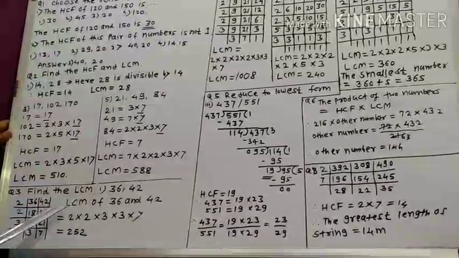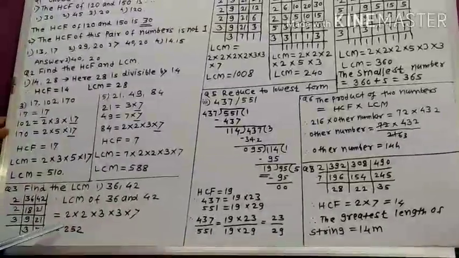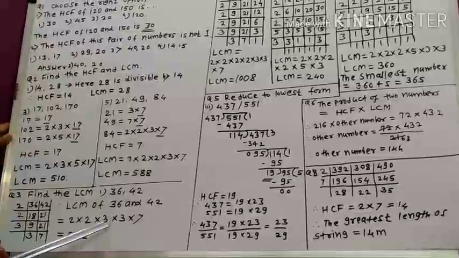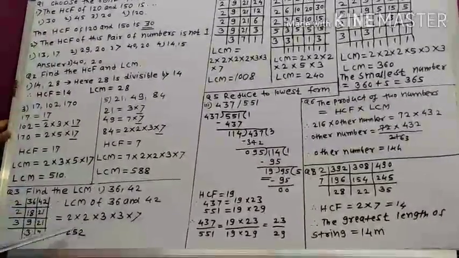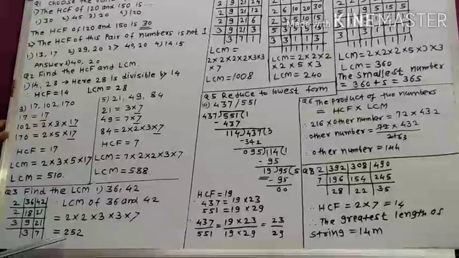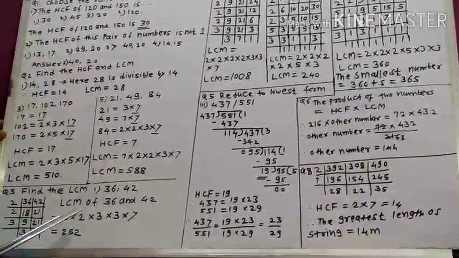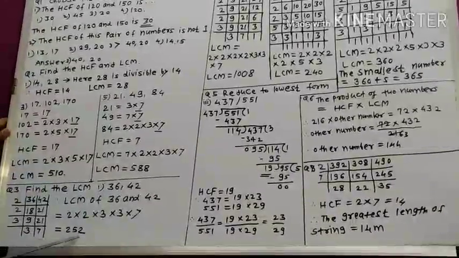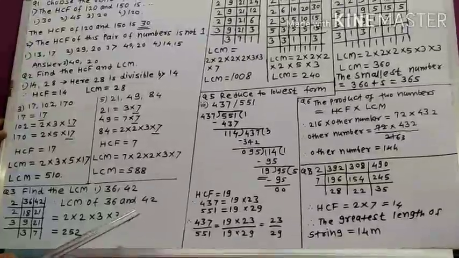Therefore, in this way, for the LCM of 36 and 42, we get first common prime factors 2 into 2 into 3, then remaining prime factors 3 into 7, all their product is 252. Therefore, LCM of 36 and 42 is 252. In this way, calculate the LCM.